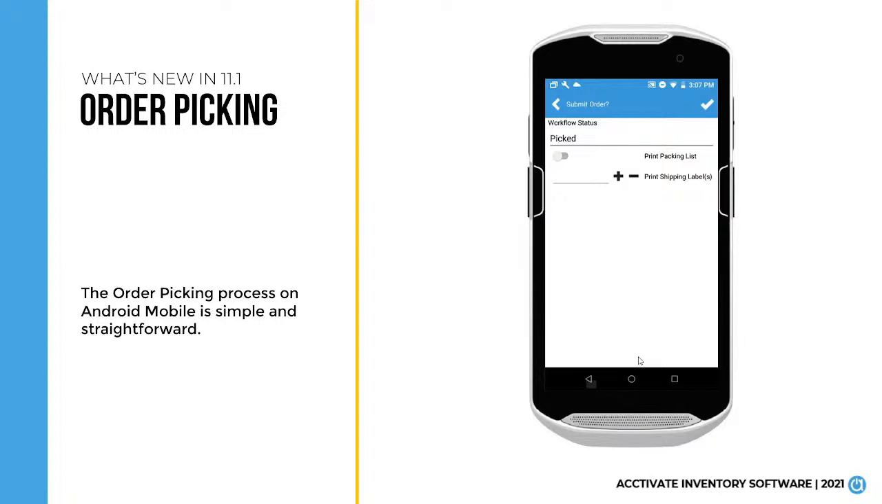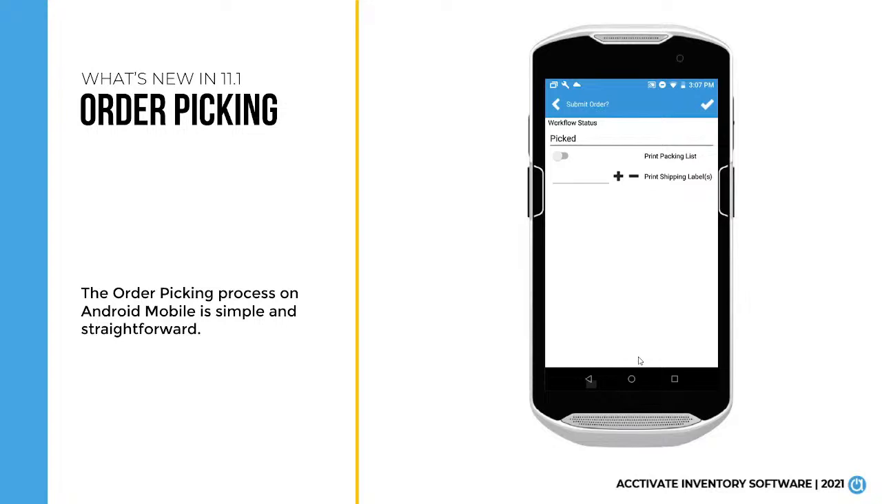Once you're done picking the sales order, you can submit it as a picked order, or you can submit it as a pick on hold status, which allows you to resume the picking process at a later time. You can also choose to print a pack list or print a label of the ship to address from this screen. Just select your options, then press the check mark in the upper right hand corner to submit it. So once it's submitted, that's it. You're done and you're returned to the list of sales orders where you can begin picking the next order.